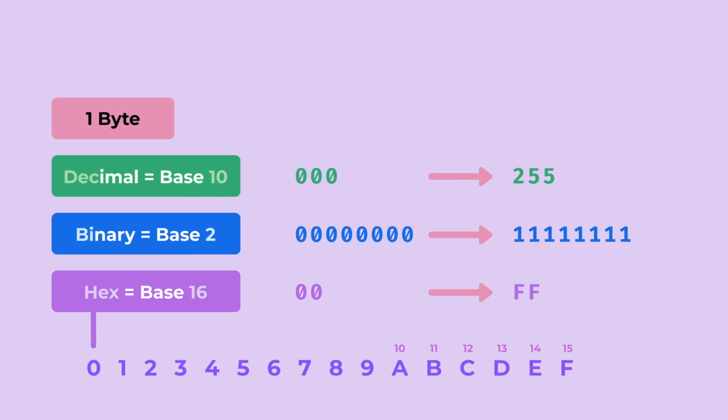And just like binary and decimal, the columns function exactly the same way. We've got F in the ones column, which means 15 ones, and we've got F in the 16s column, which means it represents 15 times 16, which is 240. So 15 added to 240 gives us our total of 255.